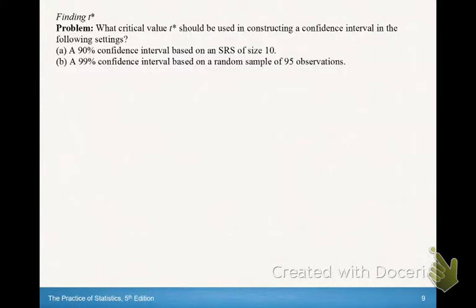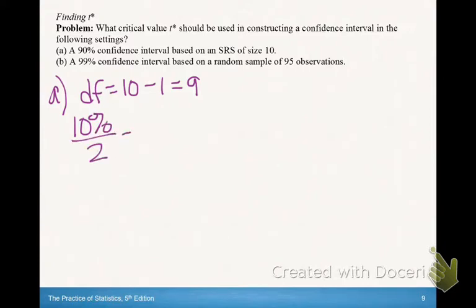Okay, so here we go. For this one, we want a 90% confidence interval based on an SRS of size 10. So our degrees of freedom is going to be 10 minus 1, which is 9. Our upper tail, since we have 90%, we have 10% remaining. Divide that by 2, gives us 0.05.